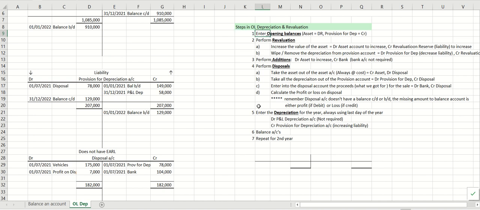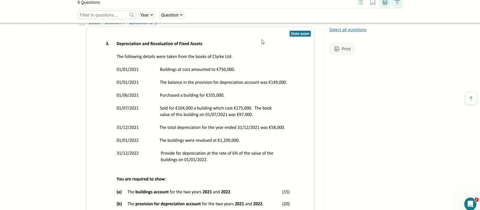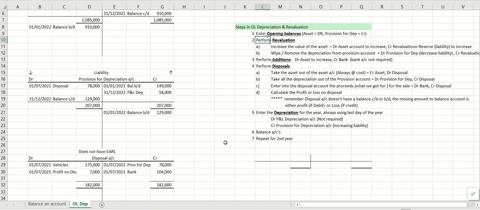So step 1, enter the opening balances. We don't need to do that because they're here now from us balancing the account. So our opening balances are there. We've put them in there when we balanced our accounts. Step 2, perform revaluation. Let's see, is there a revaluation? So the start of 2022, the buildings were revalued to 1.2 million. Okay, so we're going to need to do that step now.